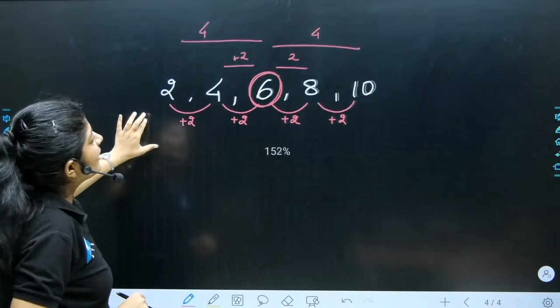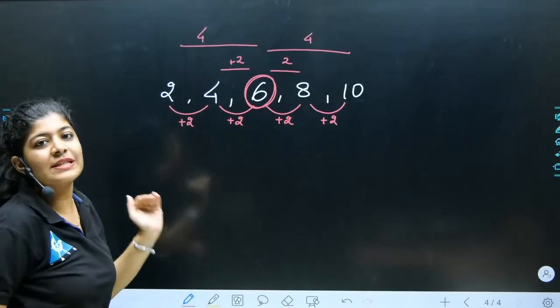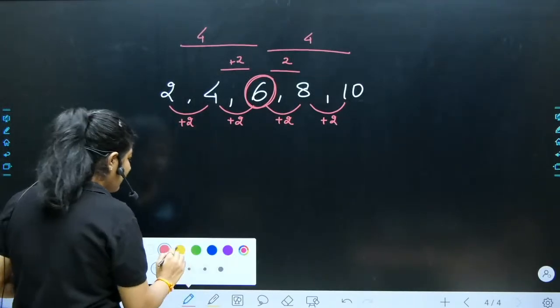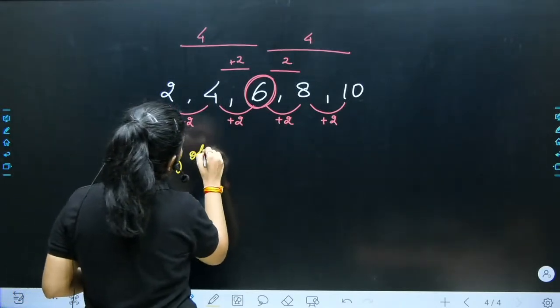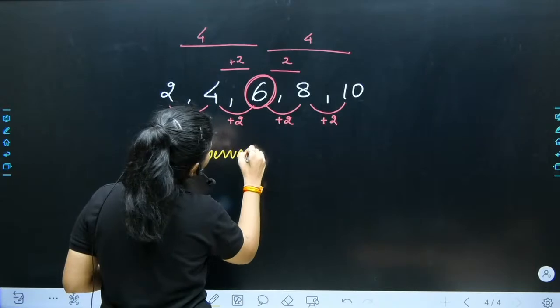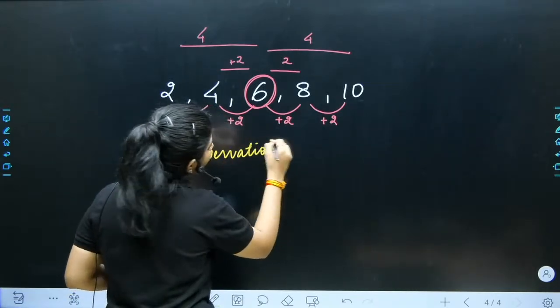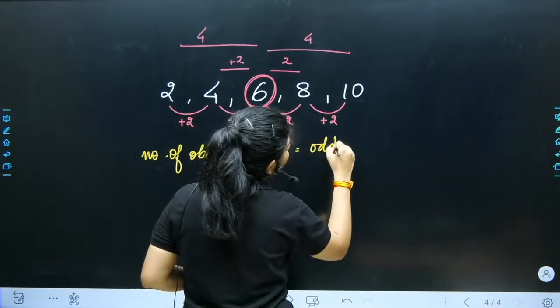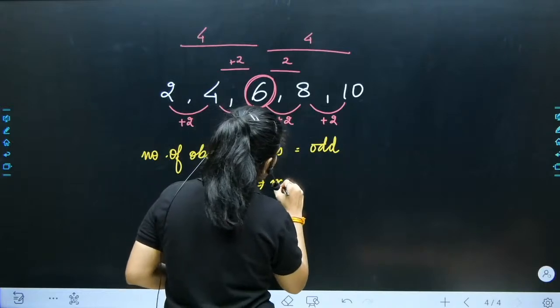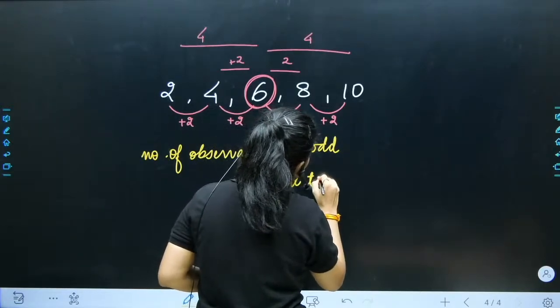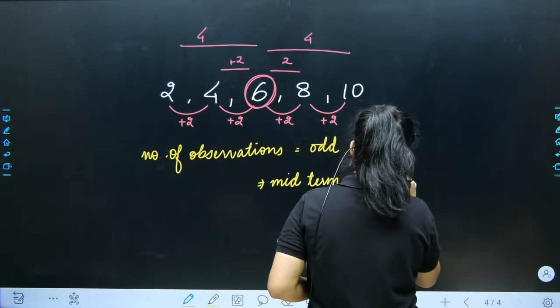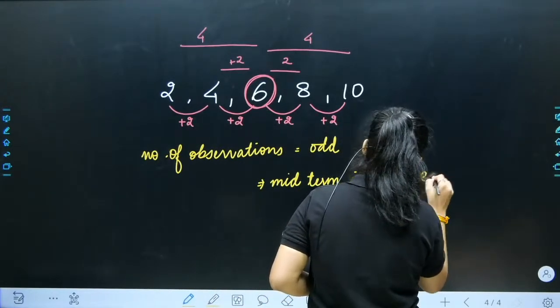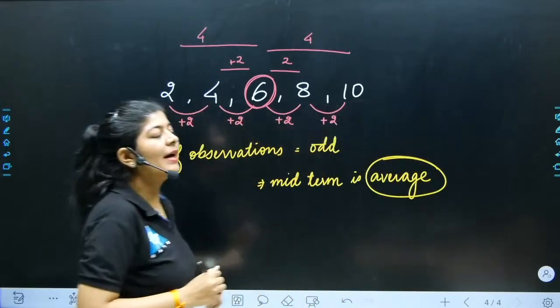What I mean to say is, if we have a common difference between the terms and the number of observations is odd in nature, then the middle term is our average.